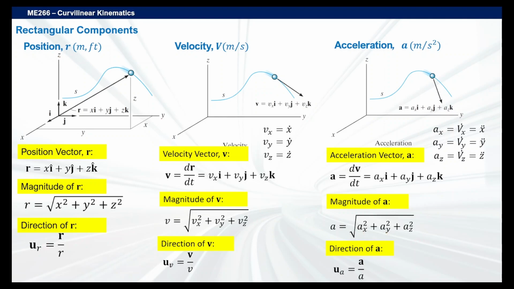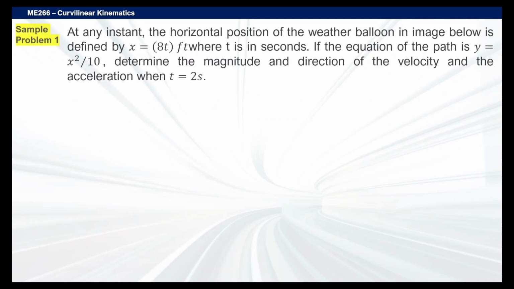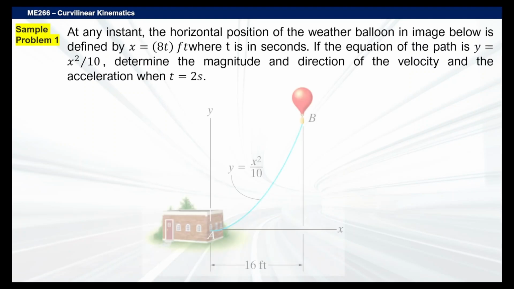Next up, let's try some sample problems naman, how we're gonna apply it. For example, we're given this particular sample problem. At any instant, the horizontal position of the weather balloon in the image below, which is this one, is defined by x equals 80 t feet. Ito siya. So ito yung function niya, where t is in seconds.